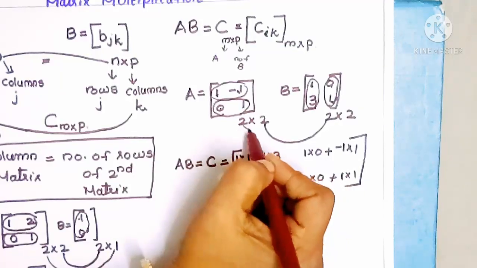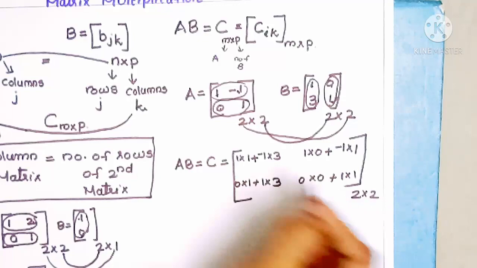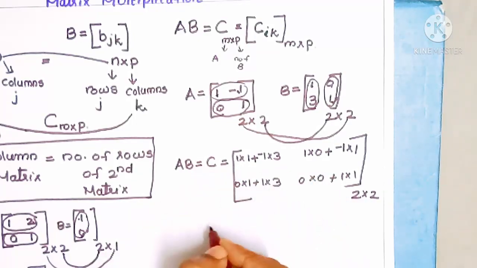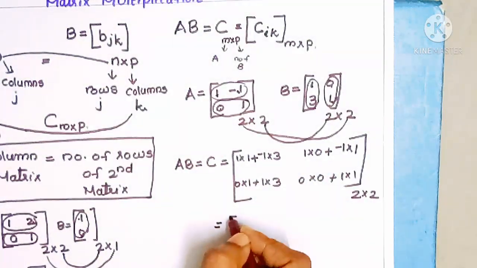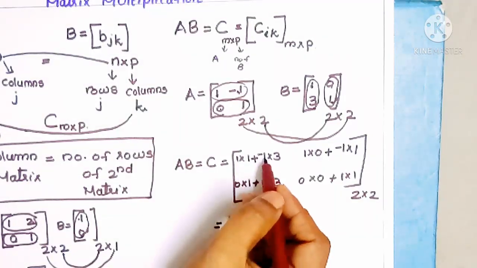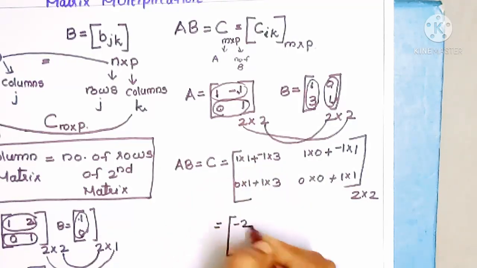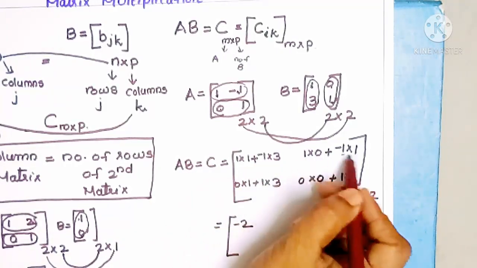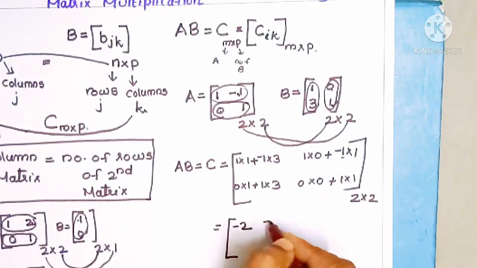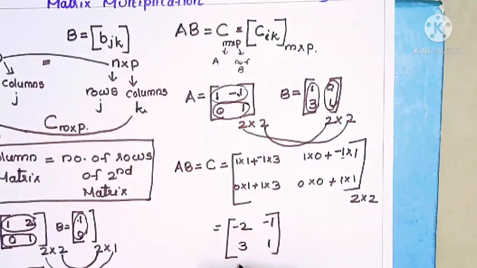Also, what is the order of the resultant matrix? 2 cross 2. Here we get 2 rows and 2 columns. Then we multiply and add the values. 1 into 1 is 1, minus 1 into 3 is minus 3. 1 minus 3 becomes minus 2. Here 0 minus 1 gives minus 1. Then the second row is 3 and 1. So this is the resultant matrix, and its order is 2 by 2.